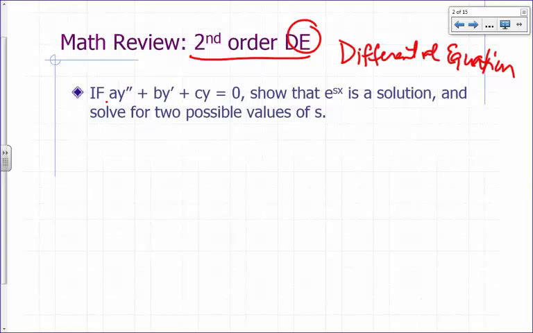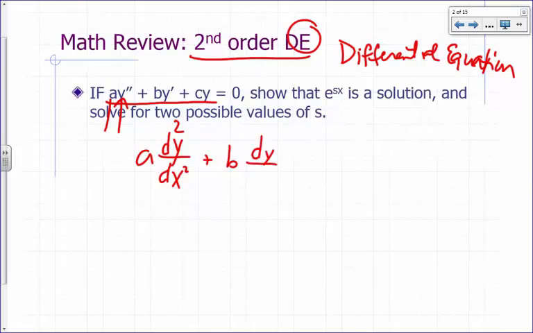So for example, this is the common type of differential equation you will encounter, where you have some constant a times the second derivative of y with respect to x, plus another constant b times the derivative of y with respect to x, so that's what y prime is, plus some constant c times y is equal to 0. This is called a second order differential equation because the highest derivative is a second derivative. If the highest derivative is the first derivative, then that will just be first order.